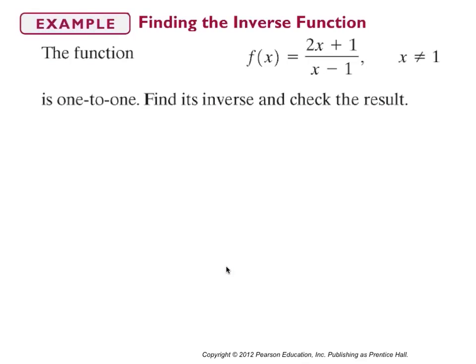So let's do another one. Let's say we have f of x equals 2x plus 1 over x minus 1. We know that x cannot equal 1 because if we plug 1 in for x, we have an issue: we get a 0 in our denominator. This is going to be 1 to 1, and we want to go ahead and find its inverse.